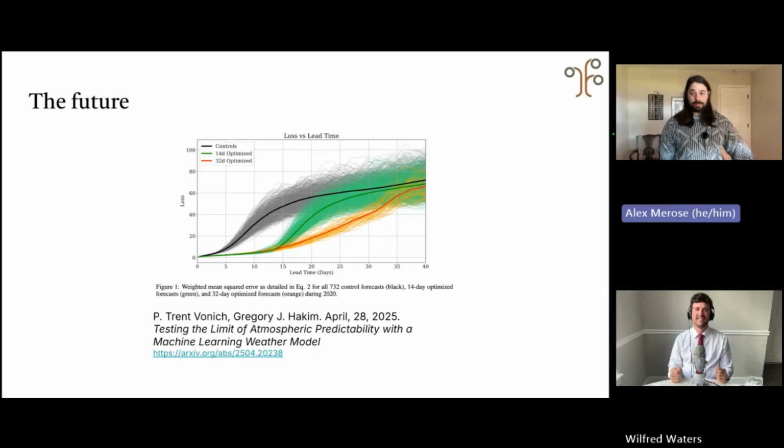How good could, in the age of machine learning, how far in advance could we predict the atmosphere only knowing the initial states of the atmosphere? And this is the result. I'll explain the results first. Let me explain this chart.